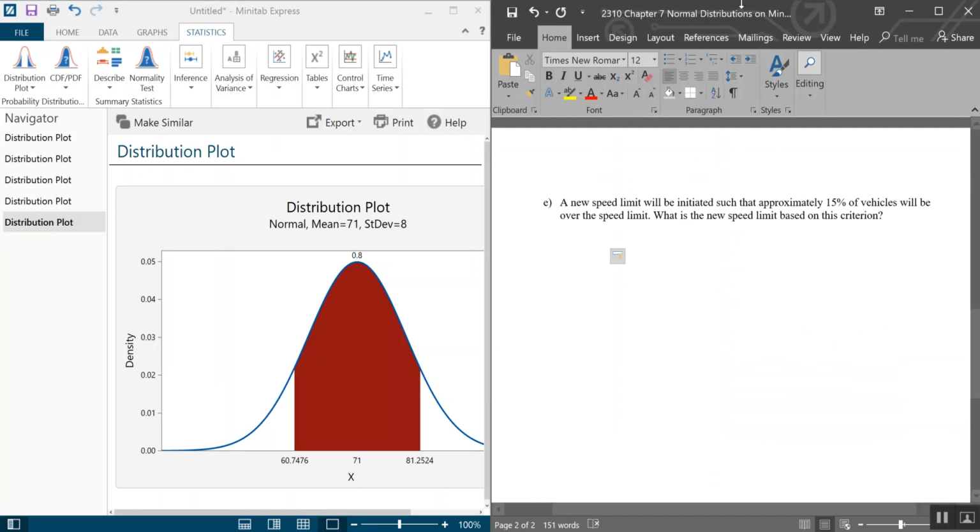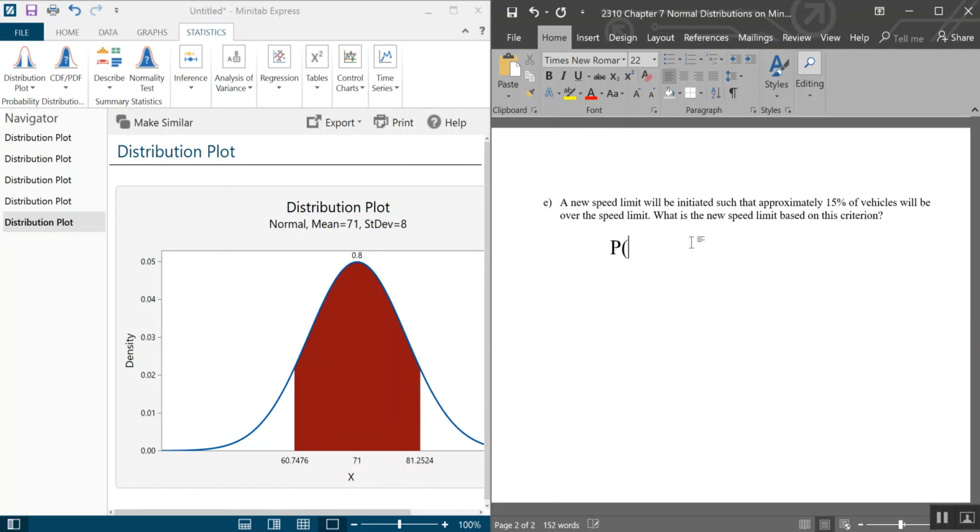All right, so here I want to know, they want to make a new speed limit, so they want only the top 15% of vehicles to be considered over the speed limit. What is the new speed limit based on this criteria? So looking at this, one of the things we knew from the problem before is this is 10% left in this upper tail, and that's 81 miles per hour. So it's going to be somewhere between 81 and 70, but that's about all you can estimate for right now.